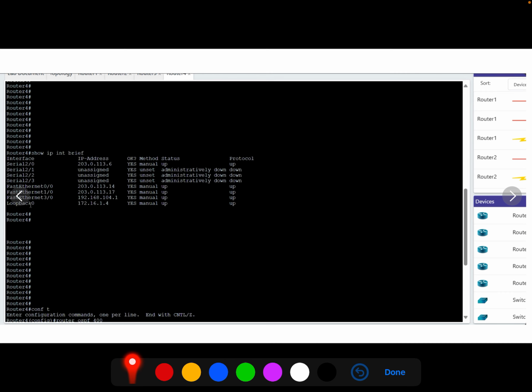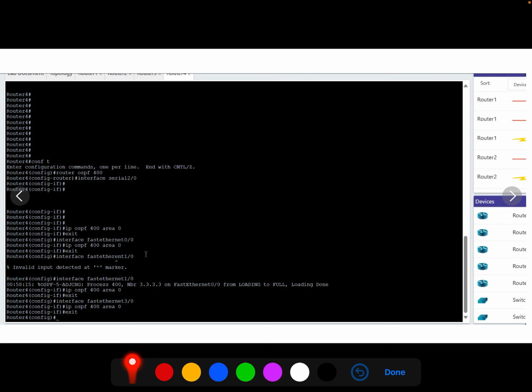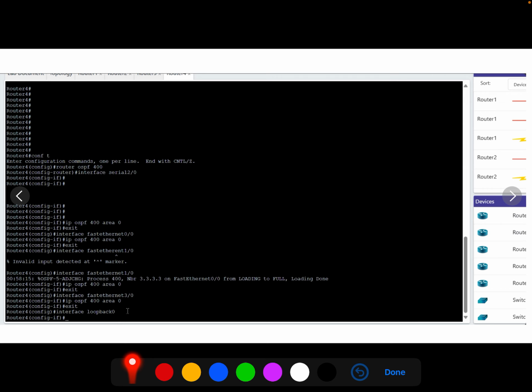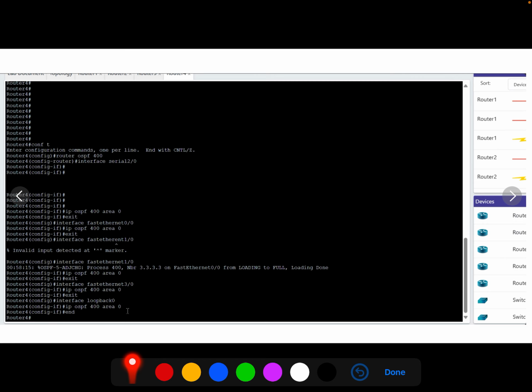And finally, loopback 0. So again, interface loopback 0. Now IP OSPF 400 area 0. So IP OSPF process ID area, and then insert the area ID. That's the interface subcommand way of doing it.